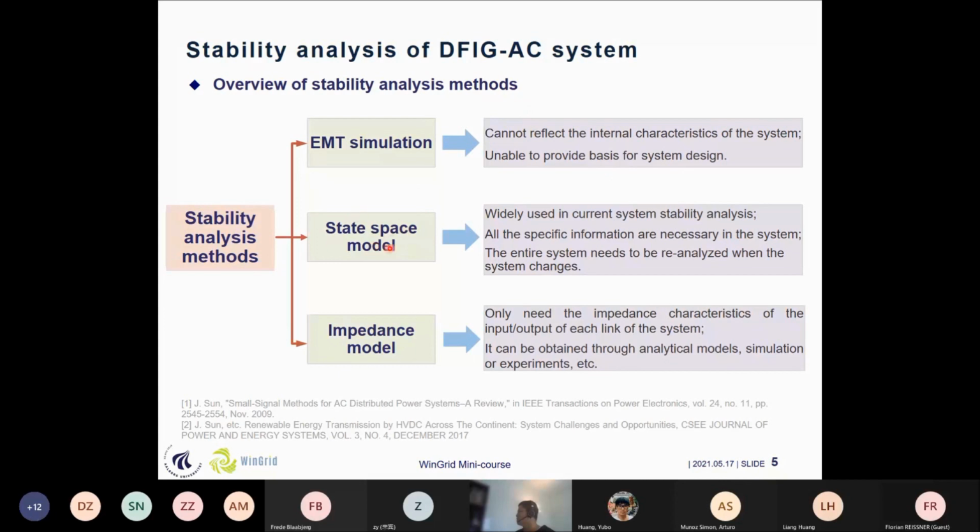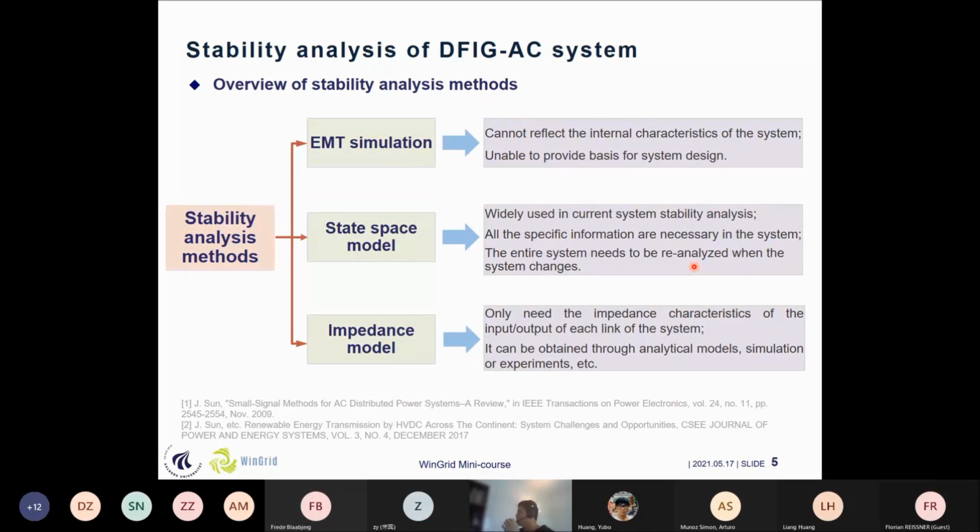And the second is the state space model. It is also very conventionally used in the conventional power system, but the disadvantage is that all the specific information is necessary in the system, like each parameter of the controller, and the entire system needs to be reanalyzed when the system has any changes. Like if I add one more DFIG based wind farm to the system, it needs to reanalyze the whole system, so it makes it more complicated and not easily scalable.